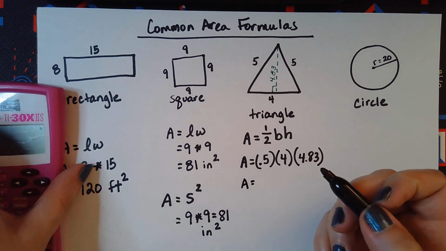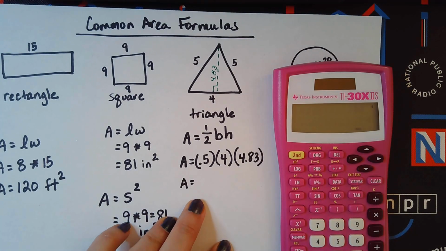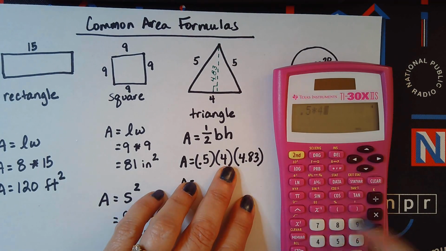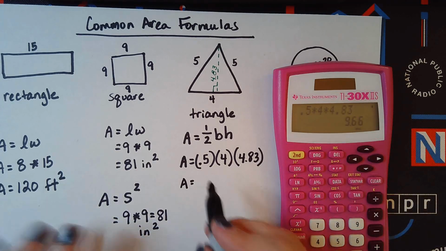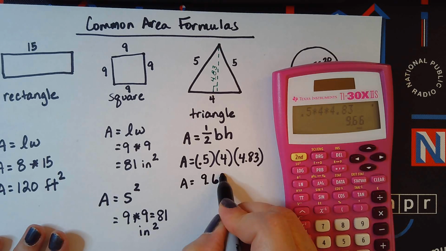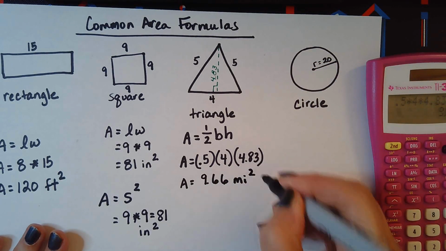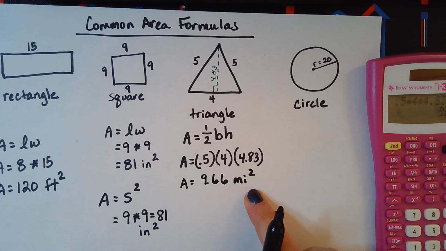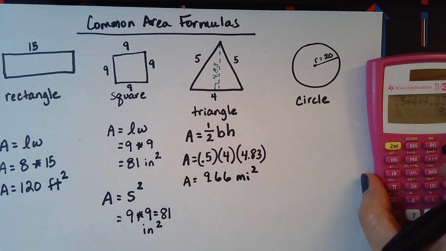All right, so we're going to whip out our handy dandy calculator, because look at that. So we get 0.5 times 4 times 4.83. So we get 9.66. What should we call this? We'll call this miles. Miles squared. Again, we always square our area answers because we're measuring in 2 dimensions.